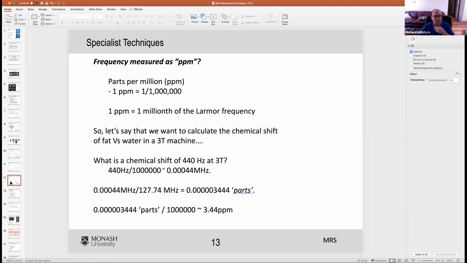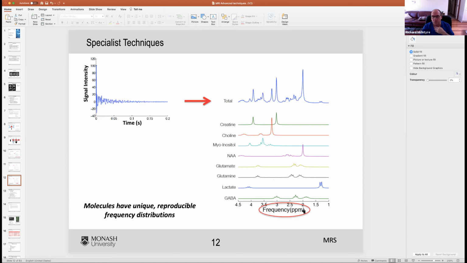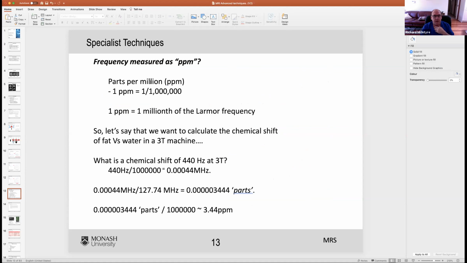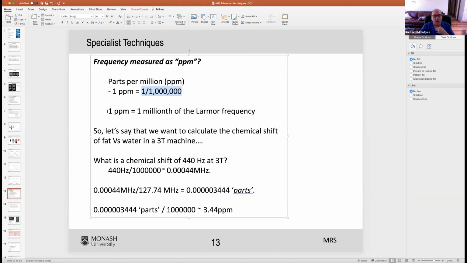Okay, so now we talk about parts per million. We talk about frequency, and we know these molecules are resonating at different frequencies. Parts per million is one in a million. One part per million is one millionth of the Larmor frequency. So we're talking about a proportion of the natural frequency of those metabolites, those chemicals.